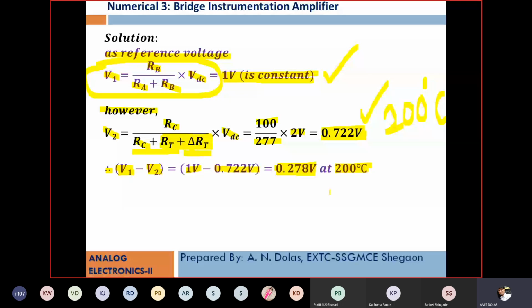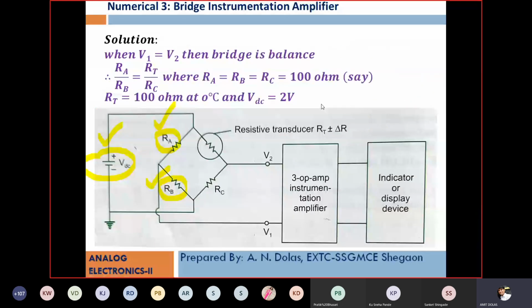Now here we have to think of the gain. We have solved for the bridge. We have solved for the difference between V1 and V2. Now we are interested in solving for the gain of the amplifier. Now for gain, what is gain? Gain is the output upon input. So output upon differential input. If I say this is VID, differential input VID, then it will be output upon differential input.